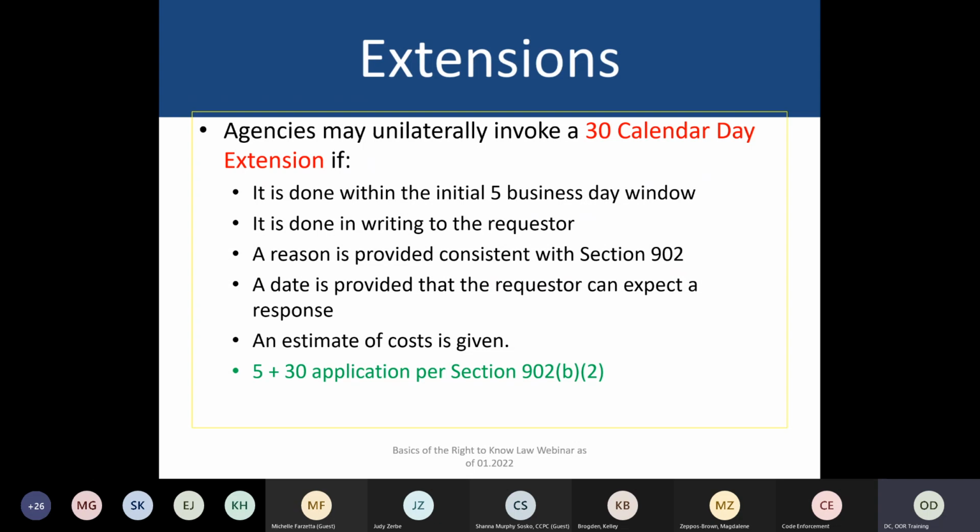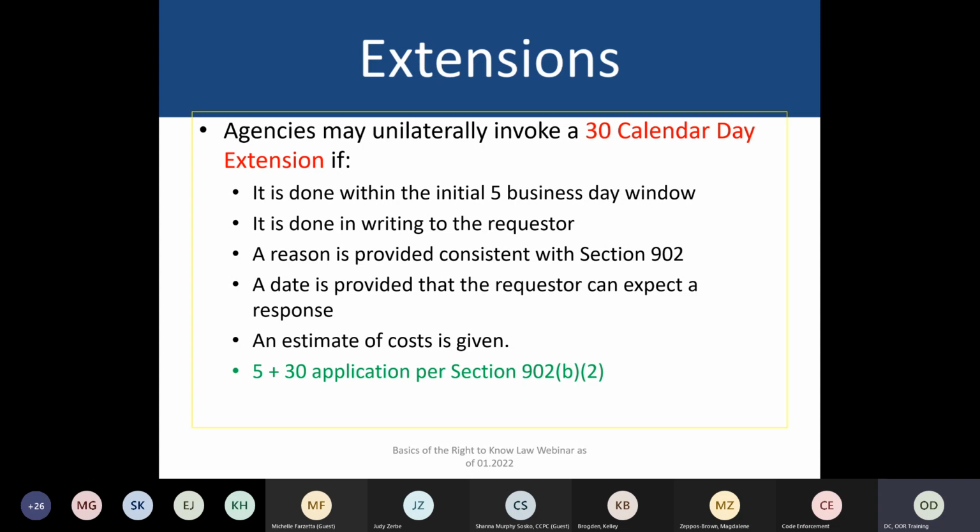First is that the agency needs to invoke the extension within the 5 business day window. You can't wait until what would otherwise be the 6th business day and say, oh, I forgot about this Right to Know request, we'll just take the extension. Unfortunately, you've already deemed denied the request. You're basically denying it by default once you miss that window.